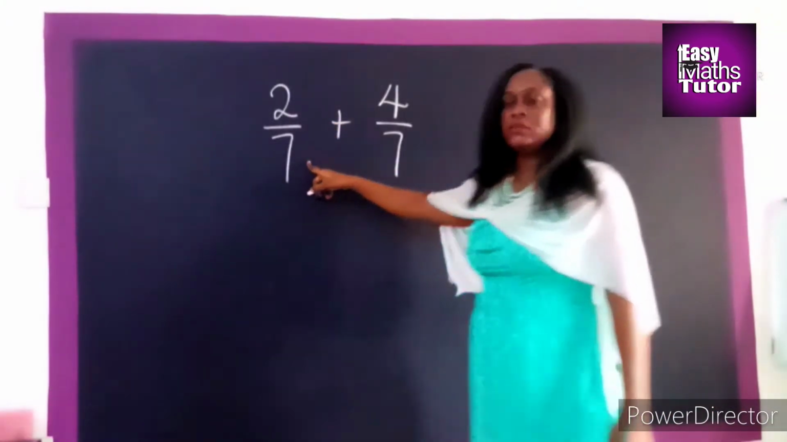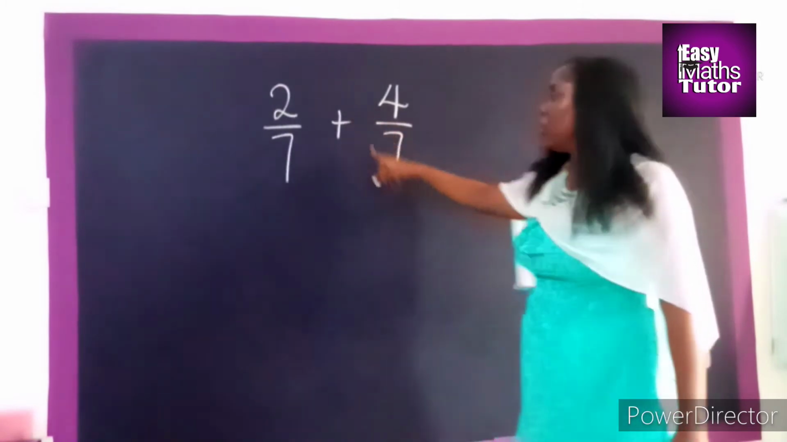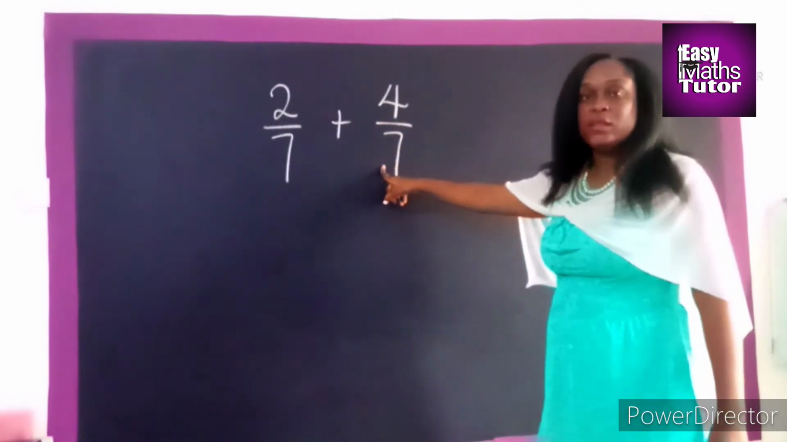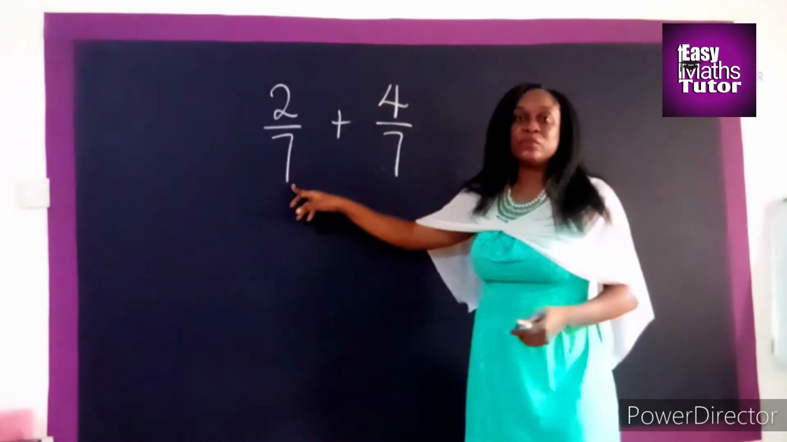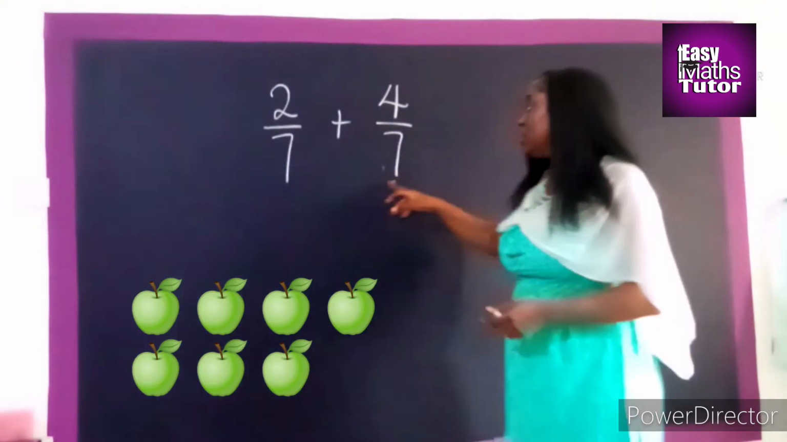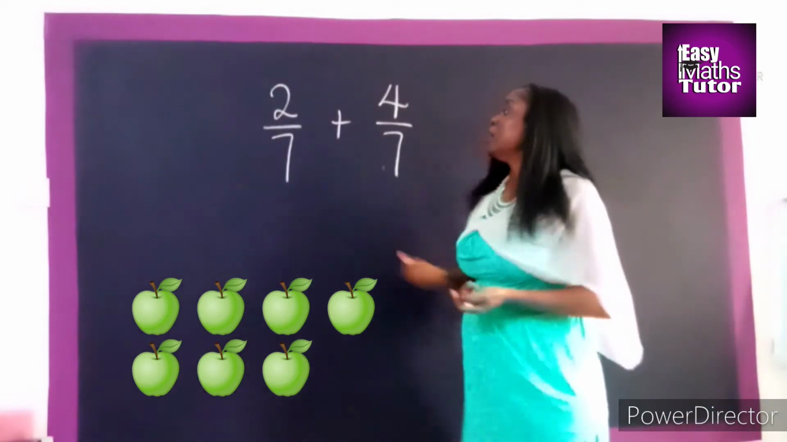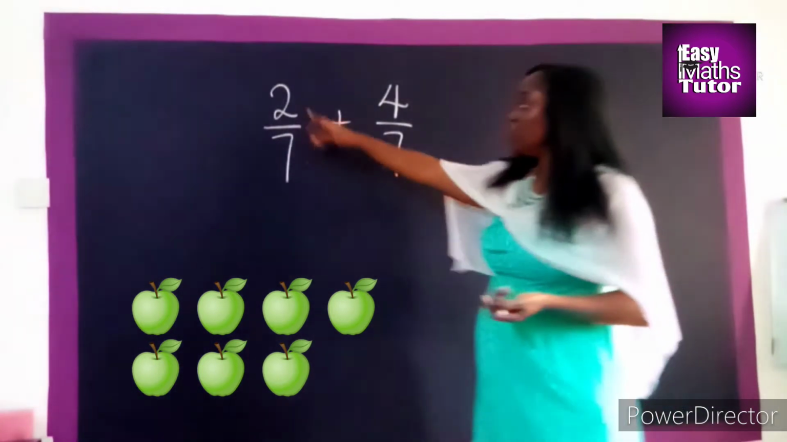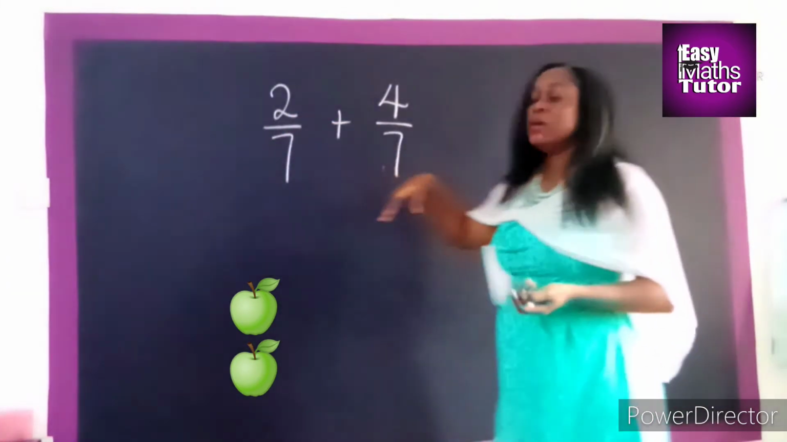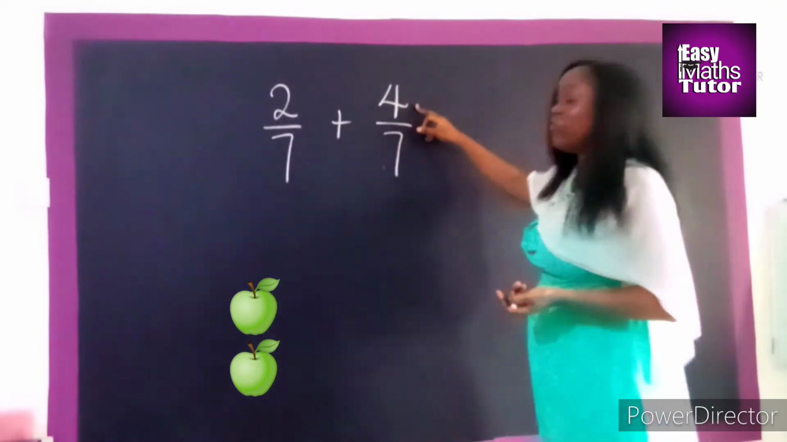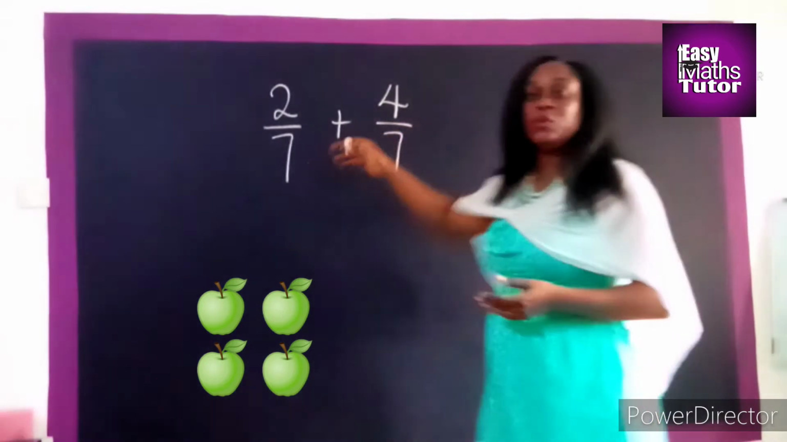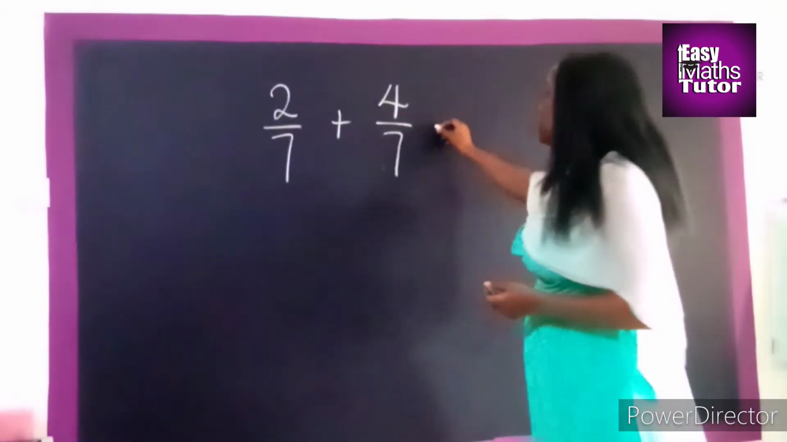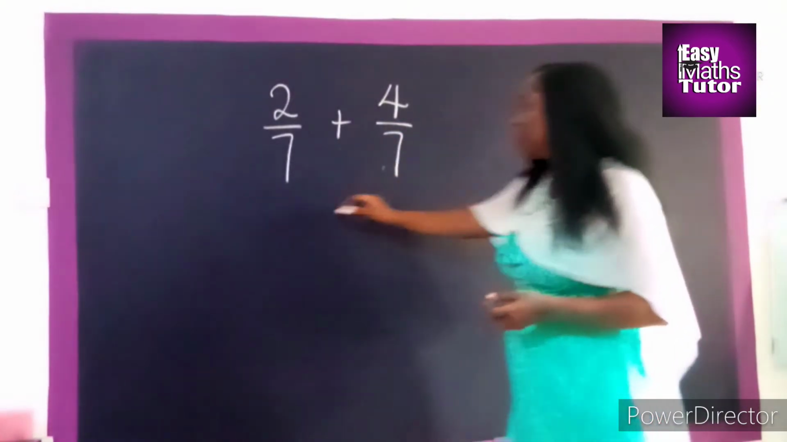2 over 7 plus 4 over 7. Now, just imagine you have 7 apples on each side. And then somebody is given 2 parts of the apple, and another person is given 4 parts of the same apple. So how many parts in total were each of them given? So this is a very simple fraction problem.